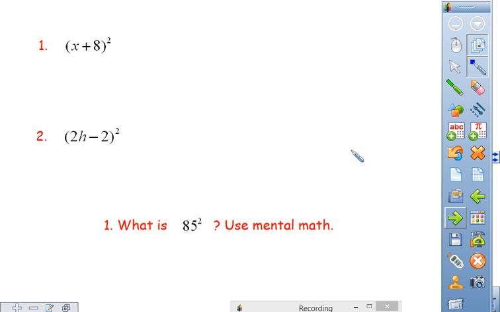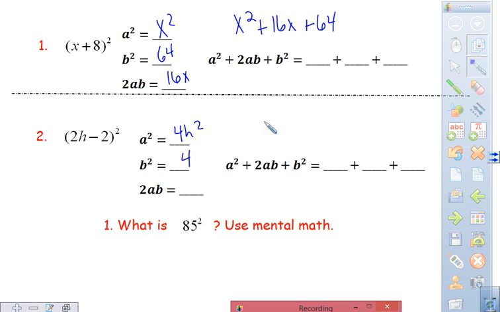So why don't you try these two? Please pause the video while you work. So in our top question, a squared is x squared, so we square this term, square the back term for 64, multiply these two together and double to get 16x.